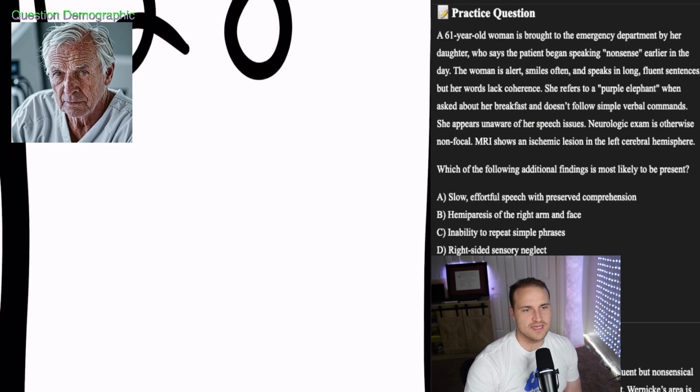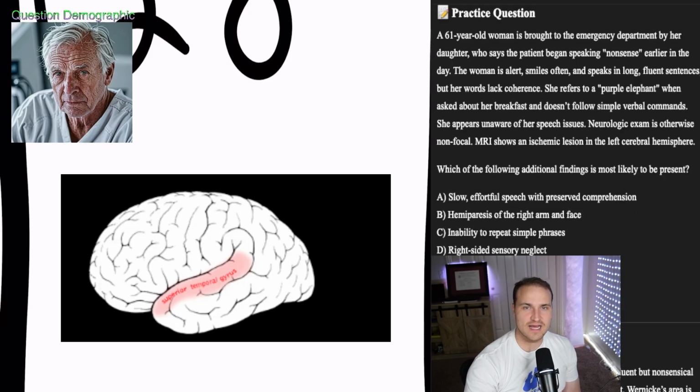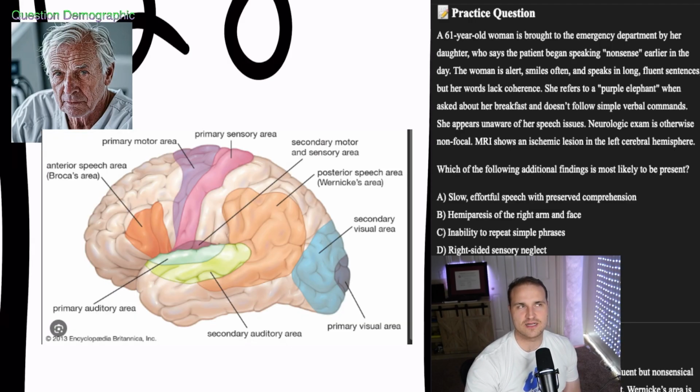They could also say, all right, we got an old woman or a man brought to the emergency room by her daughter. And basically what they're trying to get you to understand is the language processing region of the brain, like Wernicke's area, and what Wernicke's aphasia looks like. And it's the left posterior superior temporal gyrus. That's Wernicke's area. It lies in the dominant hemisphere, usually the left, and it corresponds to Brodmann's area 22.